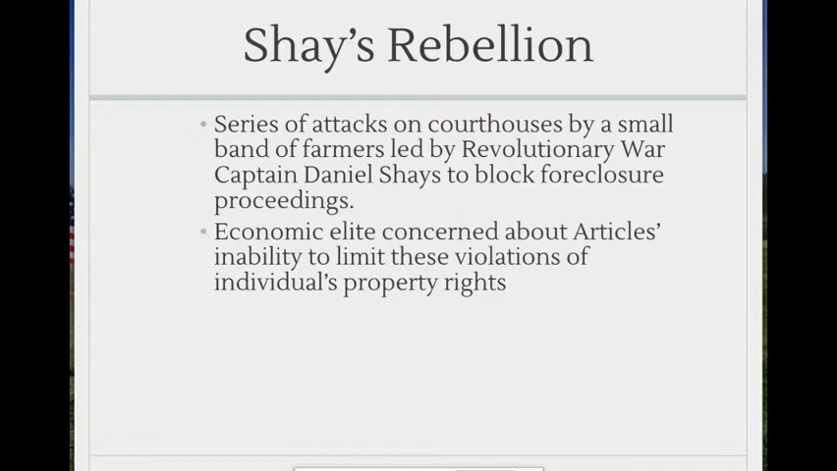So let's look at the first thing that's really going to challenge us, Shays' Rebellion. This is a series of attacks on courthouses by a small band of farmers led by Revolutionary War Captain Daniel Shays. They're getting foreclosed on. They can't afford their taxes. The government hasn't paid them for their service in the Revolutionary War. So the economic elite grow concerned about the articles' inability to limit these violations of individuals' property rights. So what are we going to do?